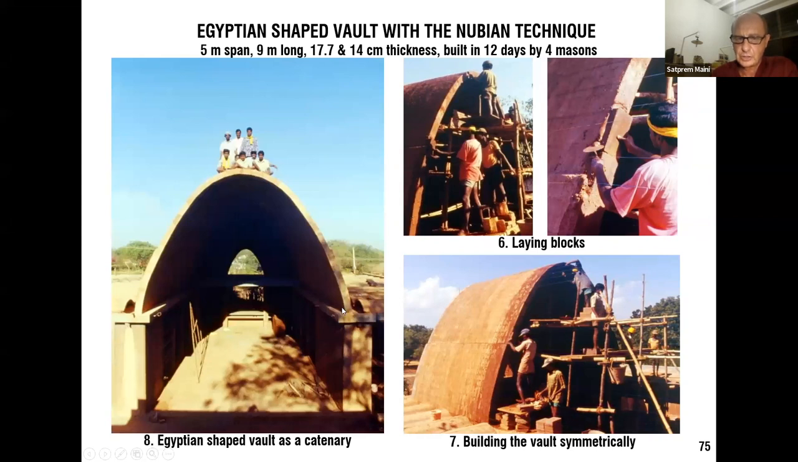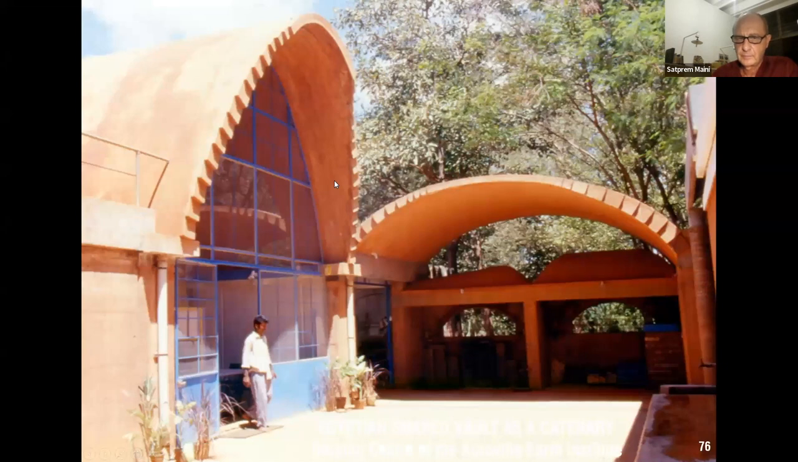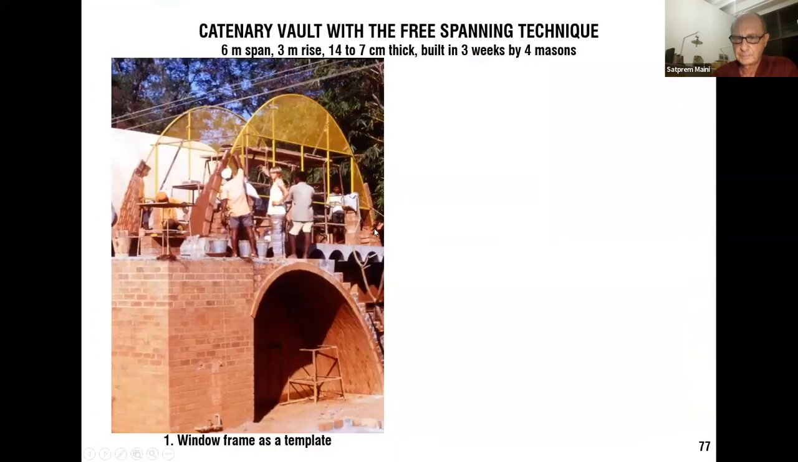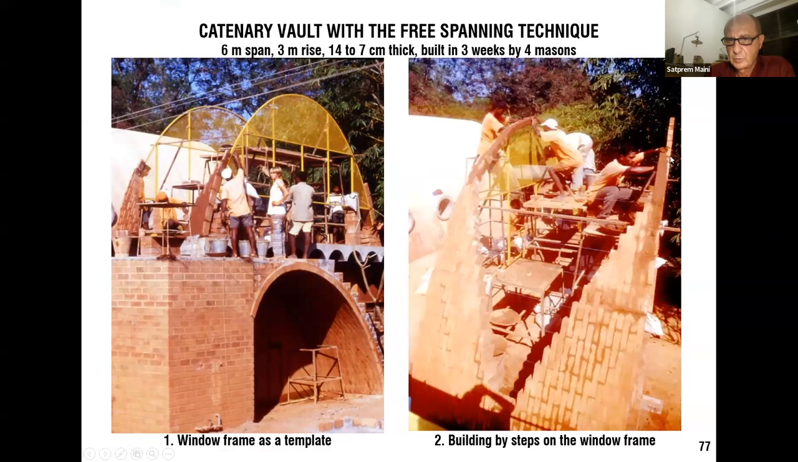We have here a catenary shape, and in fact a funicular shape, which is 17.7 and 14 here. And afterwards we developed a cantilevered part later. This is our training center in Auroville. Then we built a catenary vault for the kitchen of the trainees. We have here the window frame, which will be removed after some time and put back at the end. We built here with steps because we have a vault of 6 meters span, and the blocks are only 5 centimeters wide here. That means we have to build some steps to have some stability laterally.